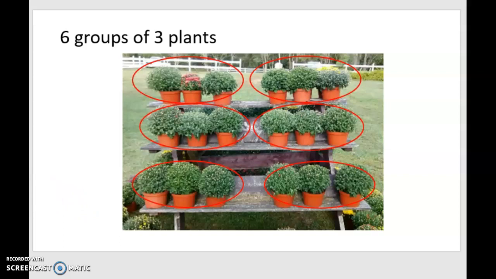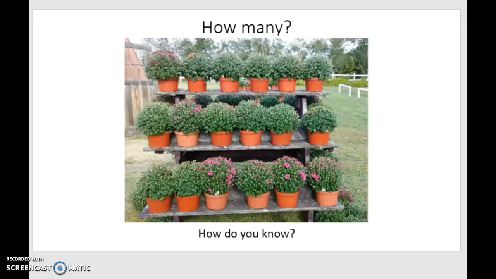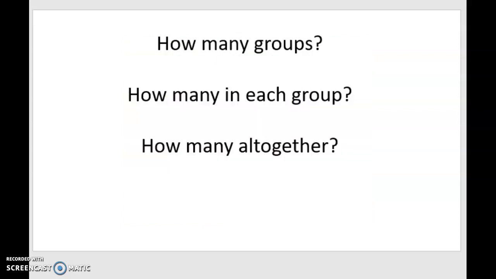Now let's look at another one. This is a challenge. Get ready. Let's figure out how many groups, how many in each group, and how many altogether. Here we go. Did you figure it out? Did that picture remind you of another image you've seen?